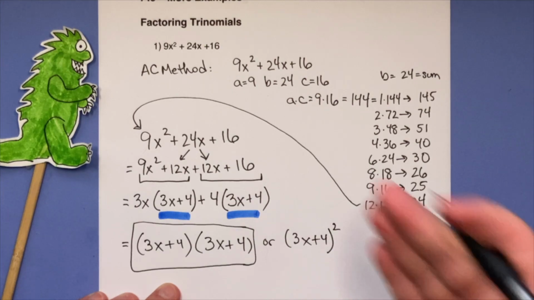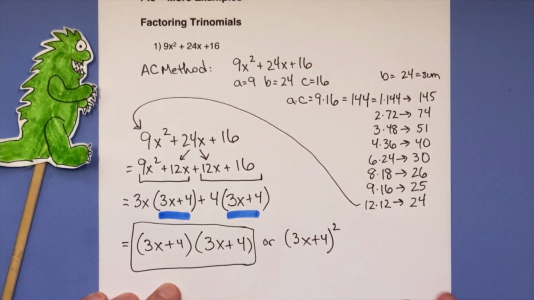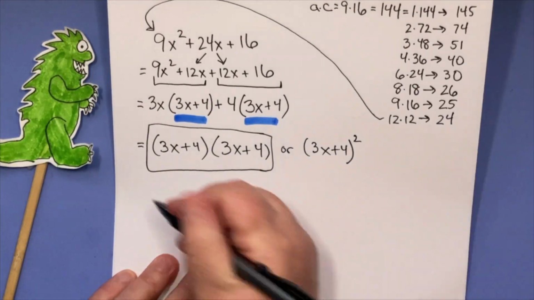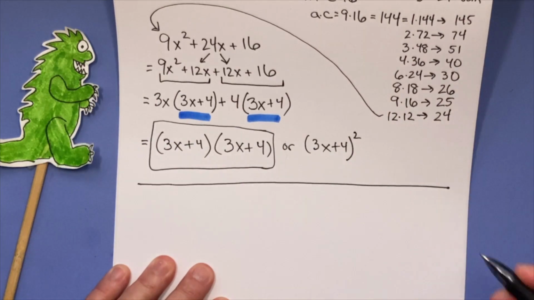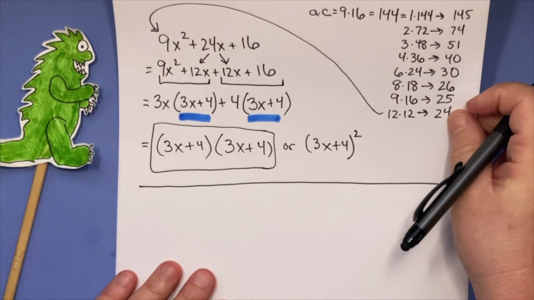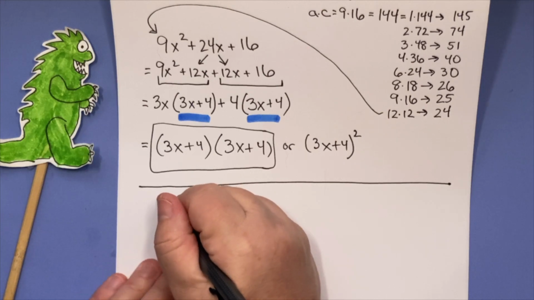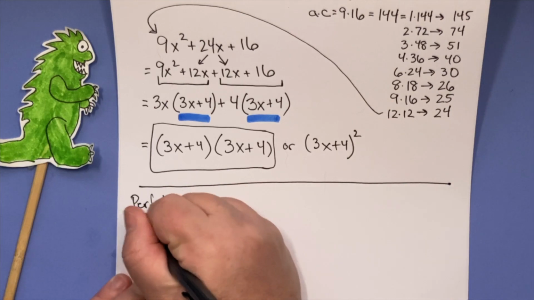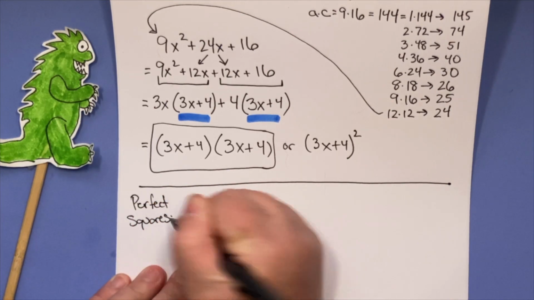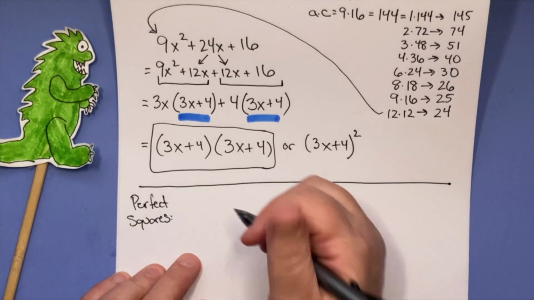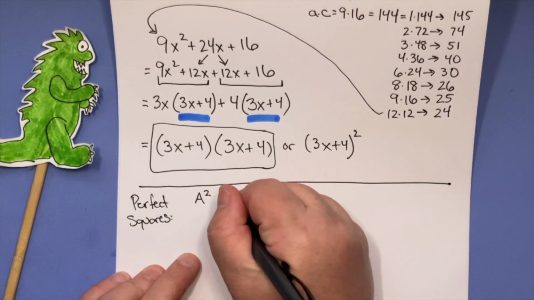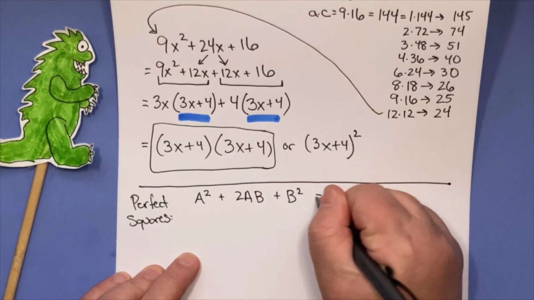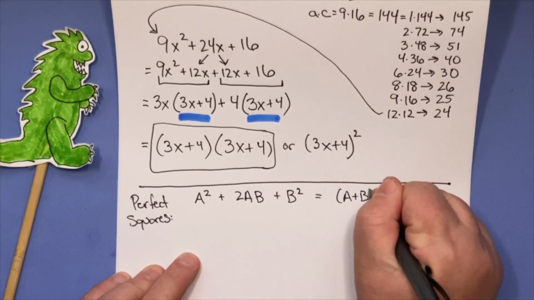Now, even though this was a perfect square, the AC method will work to factor, so we can do that. But let's take a look to see what it would look like if we went ahead and just tried factoring it using perfect squares. And let me remind you what the formula is. If the pattern says a squared plus 2ab plus b squared, then we get a plus b, the quantity squared.